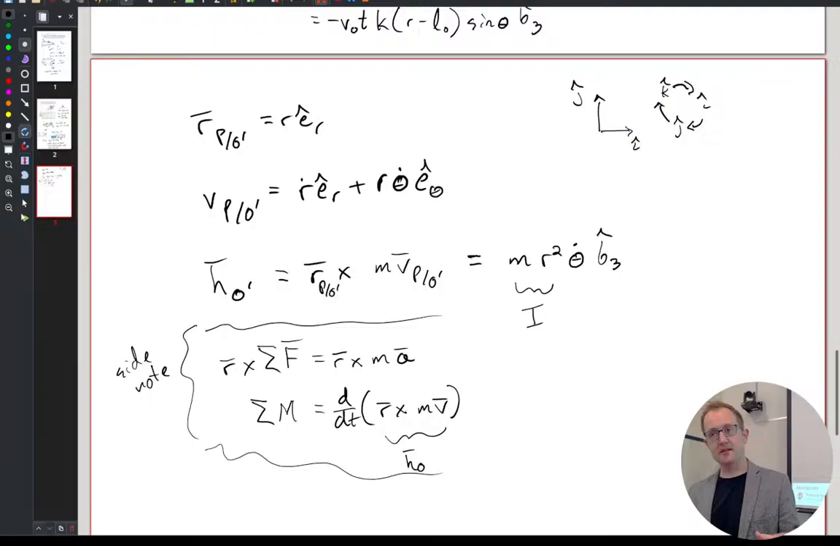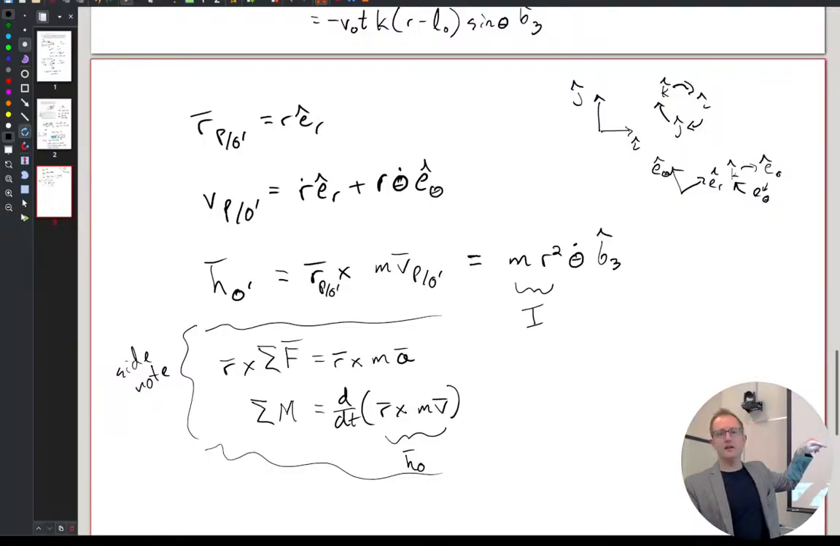It's the exact same, nothing changes whenever I replace it with ER, E theta. So if it's ER cross E theta, positive K. If it's E theta cross ER, now it's a negative K. And cross products are weird because if I said it was MV cross R, I would get a negative value.